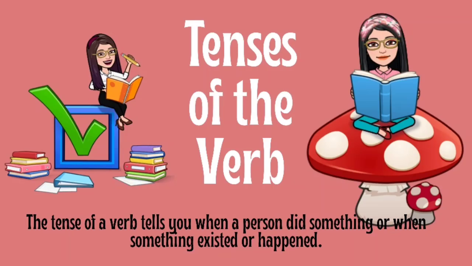When we are reading anything, how do we know if the events are happening in the past, present, or future? In English grammar, we indicate time by modifying the verbs accordingly. These are the tenses of the verb. The tense of a verb tells you when a person did something or when something existed or happened. Now let us see how this is done.